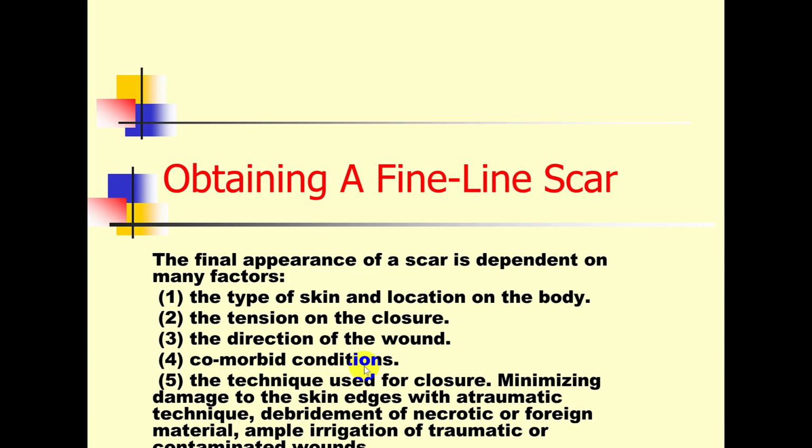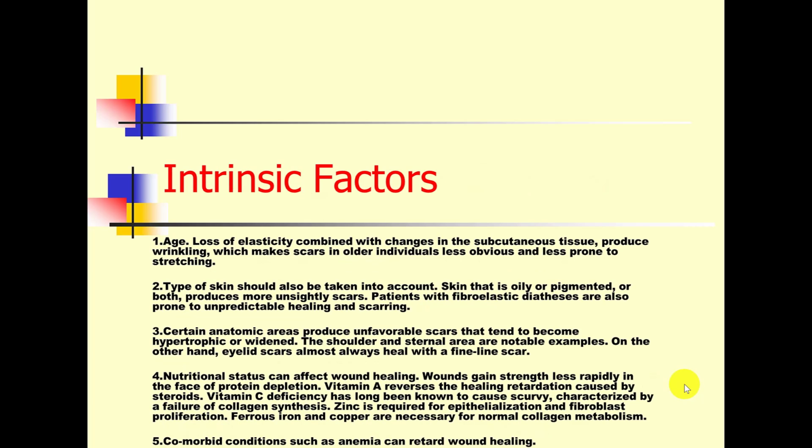Comorbid conditions: the condition and the morbidity of the patient. The technique that we used for the closure, my technique in the closure, what stitch material we used, the edges, whether they are traumatic or not traumatic, whether there is necrotic tissue or not, foreign material, whether I irrigated the wound, the trauma or not, contamination of the wound. All these elements are important.